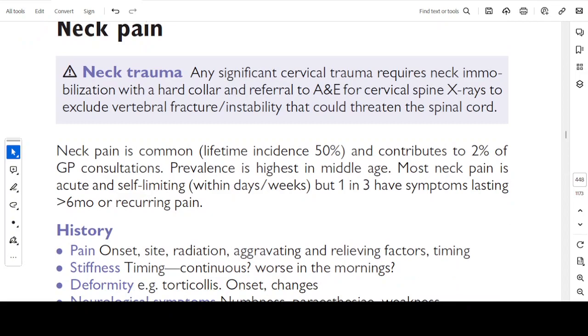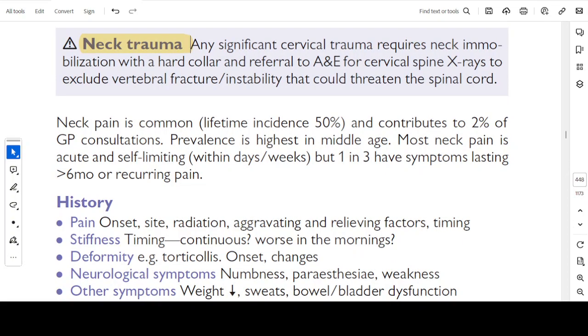Neck pain. Neck trauma. Any significant cervical trauma requires neck immobilization with a hard collar and referral to accident and emergency for cervical spine X-rays to exclude vertebral fracture or instability that could threaten the spinal cord. Neck pain is common. A lifetime incidence is 50%, contributing to 2% of GP consultations. Prevalence is highest in middle age.